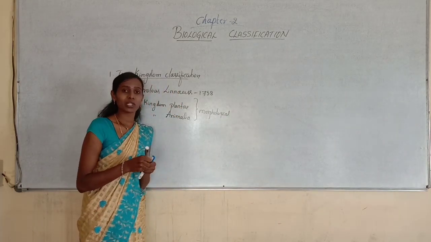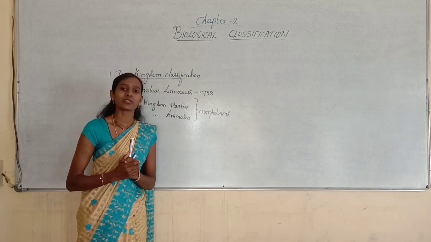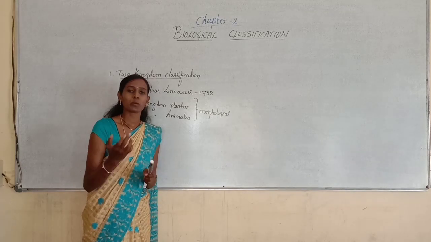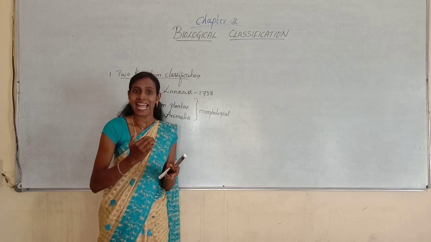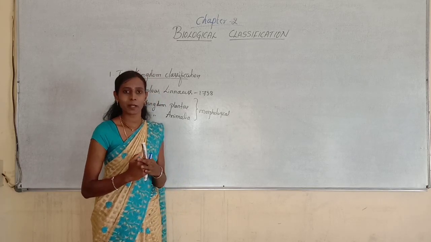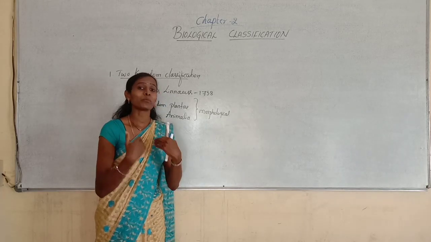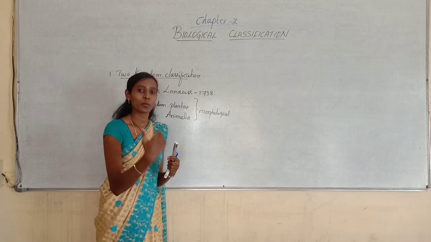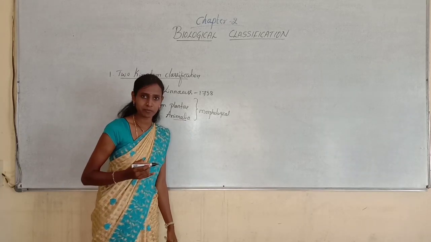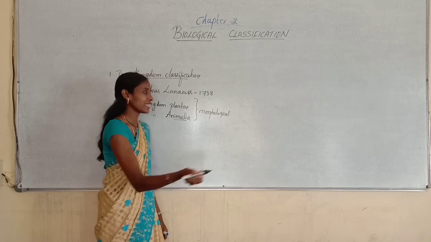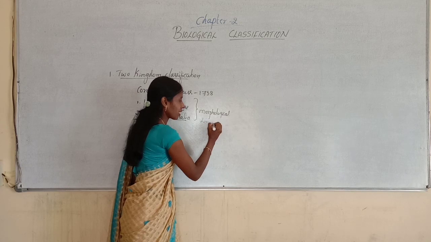Which are the morphological characters he included? He classified these organisms based on locomotion. Locomotion in the sense of movement. For example, how did he consider locomotion as a character for classifying the organism? Locomotion is nothing but movement. If the organisms show movement, he included those organisms in kingdom Animalia. If they are not moving, he included them in the kingdom Plantae. So that is one character, locomotion.